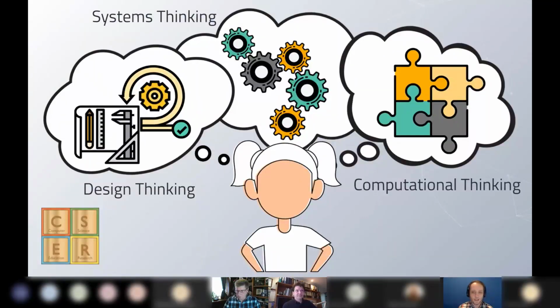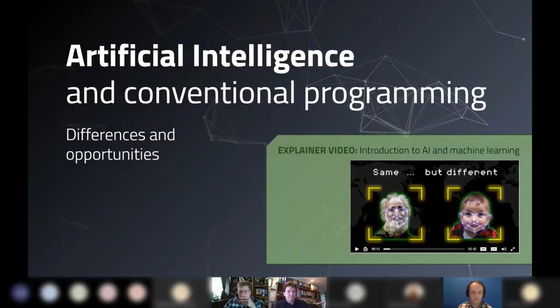And of course, we'll be utilizing all three of the ways of thinking that are at the heart of the curriculum, particularly today, computational thinking and a little bit of design thinking as well. All right. So as we kick off, artificial intelligence and conventional programming, what are the differences and what are the opportunities here? I wanted to point once again to that explainer video.